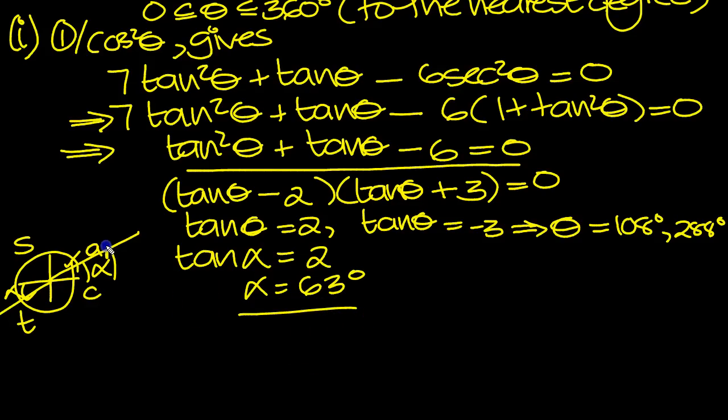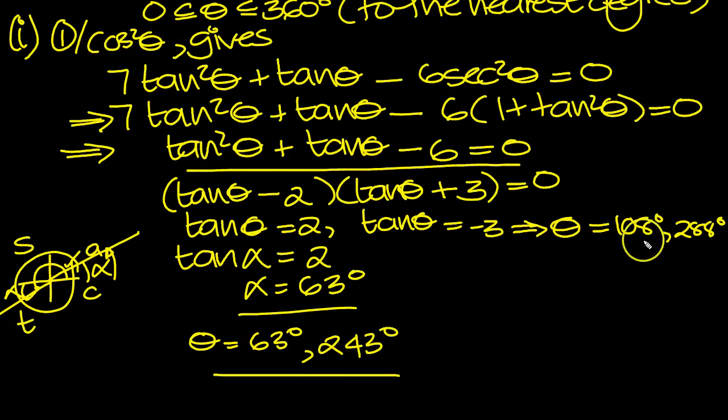So our first solution then is theta is equal to, round to here, 63 degrees. And our next solution is right around to here. 180 plus 63 is 243 degrees. So theta can equal one of these 4 values.